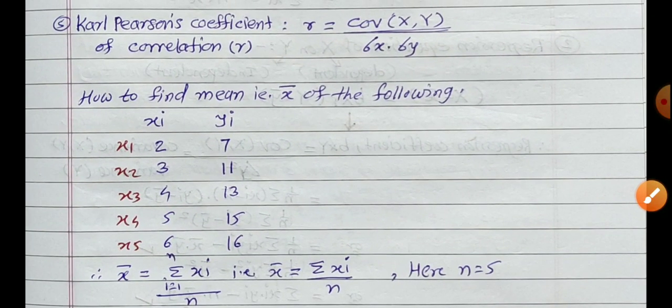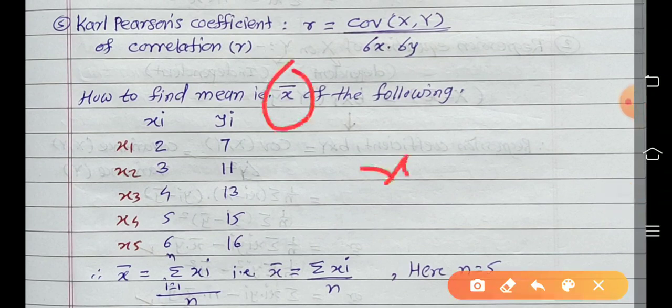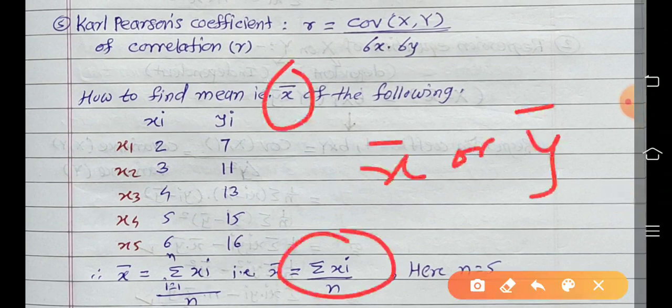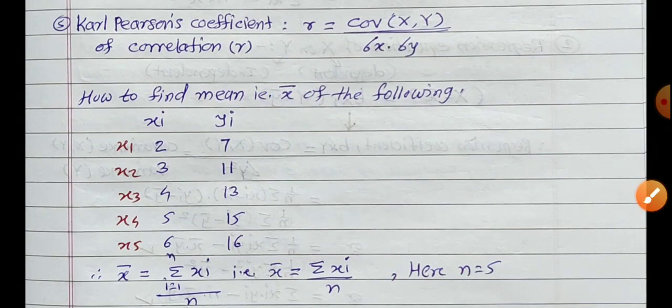How do we find the value of the average, x bar or y bar? We know the formula: summation of xi, all values of x, divided by n, the number of observations. Same for y bar.